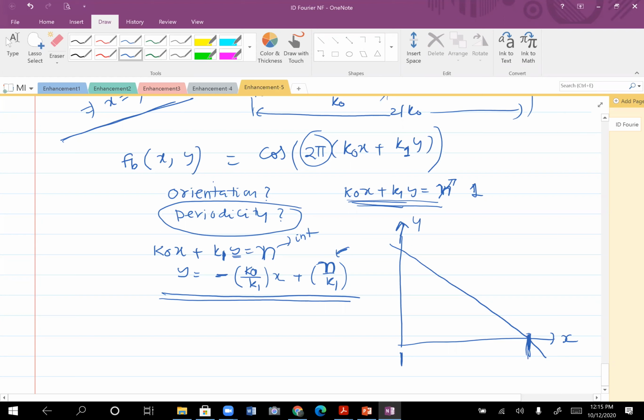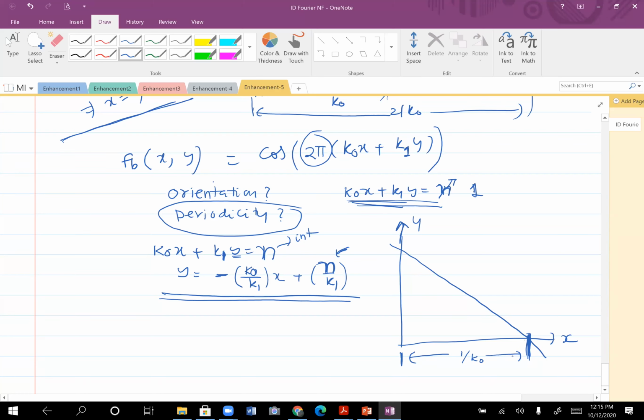So this is basically the graph I am plotting. Here y equal to 0, so y equal to 0 means I need to find out the x value. What would I get here? 1 by N by k naught. I'm simply computing the x-intercept and y-intercept.